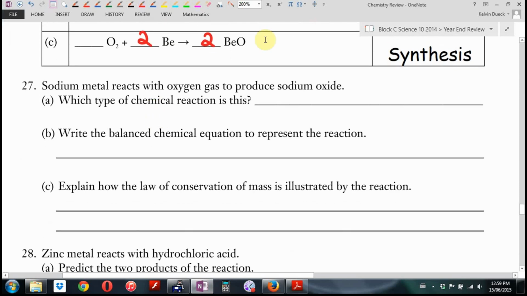Nearly there. Sodium reacts with oxygen gas to produce sodium oxide. What kind of chemical reaction is this? Sodium plus oxygen gives sodium oxide. Synthesis.